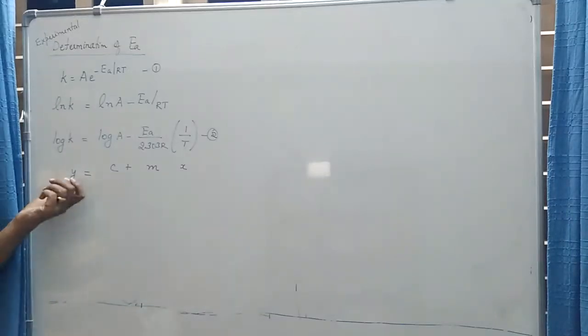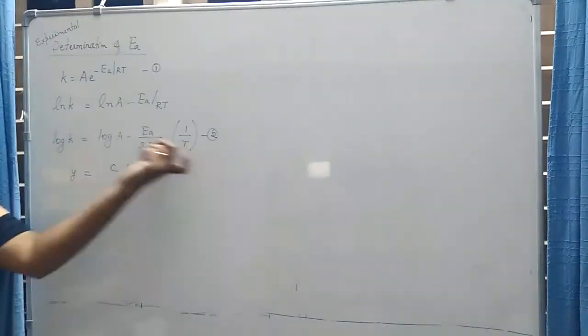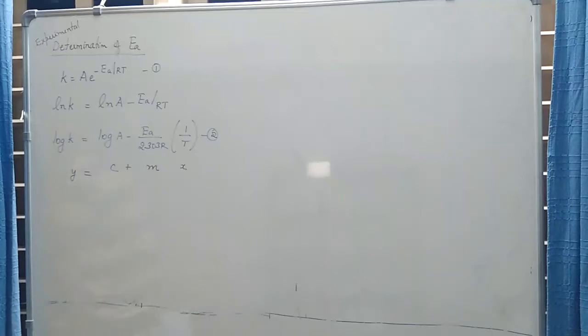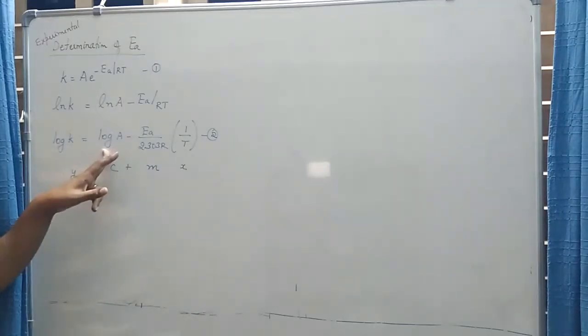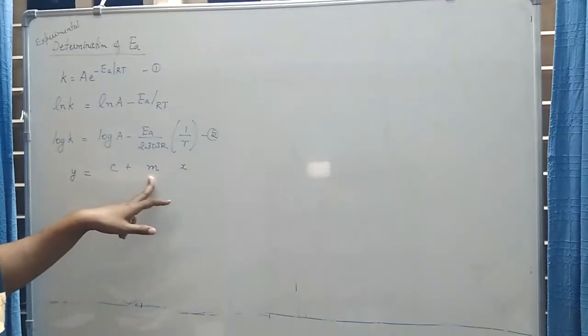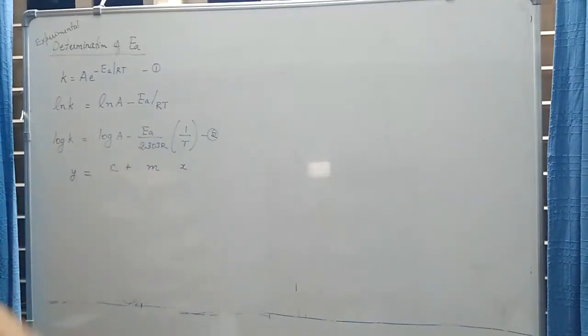So a plot of y versus x, that is log k versus 1/T, should give a straight line, and the intercept of the straight line should be log A, and the magnitude of the slope should be Ea divided by 2.303 R. So the experimental procedure is very simple. You need to plot a graph of log k versus 1/T.